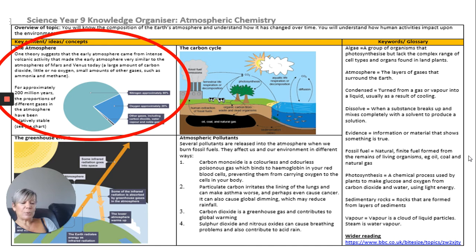So what changed? Volcanic activity stopped, they subsided. The atmosphere cooled and water vapour condensed and became oceans.